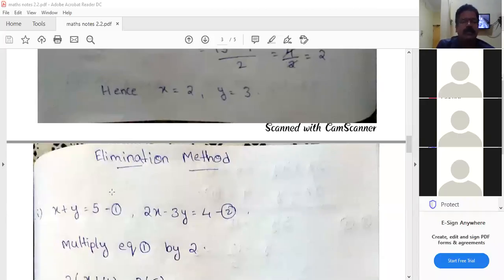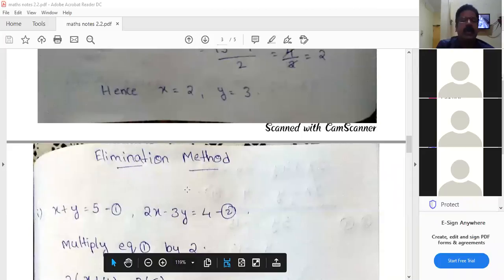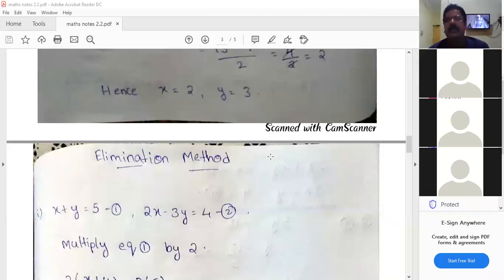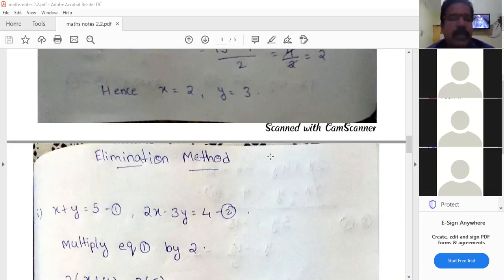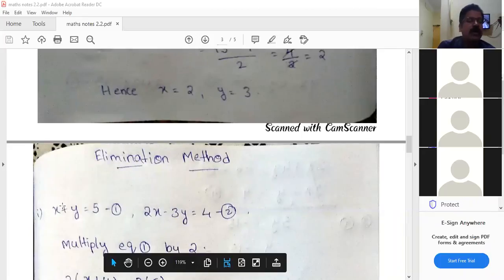And the next method is what I told? Elimination method. It is called the elimination method, meaning we eliminate any one of the variables, either x or y. Now the elimination method. The two equations we have are x plus y equal to 5 and 2x minus 3y equal to 4. Here we have to make any one of the variables equal. Here x is there, here 2x is there. So in the first equation also I have to get 2x.